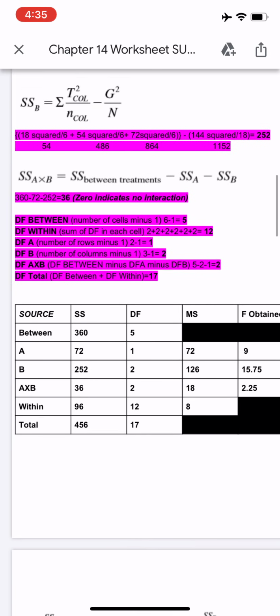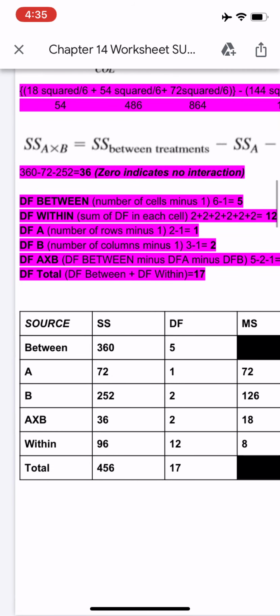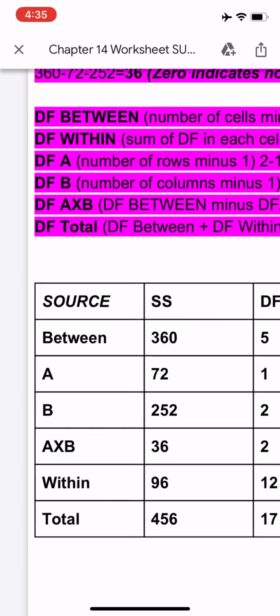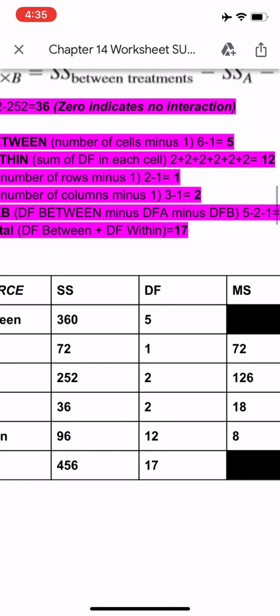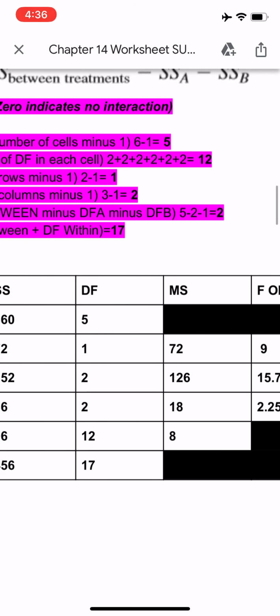Now we plot all this information in the ANOVA table. So for all these different SS's, you just plot them. We just solved them all. So SS between, SSA, SSB, SS interaction, SS within, SS total. Plug them in. Same goes for all the degrees of freedom above. Just plug them in. All right, and now we know.